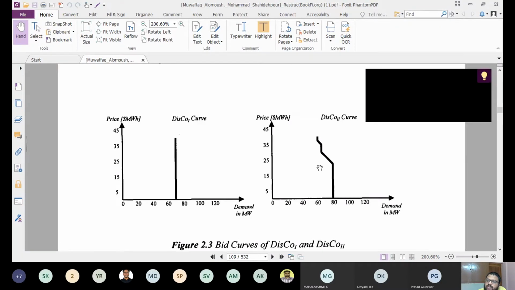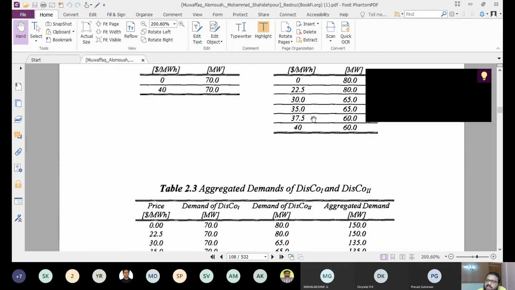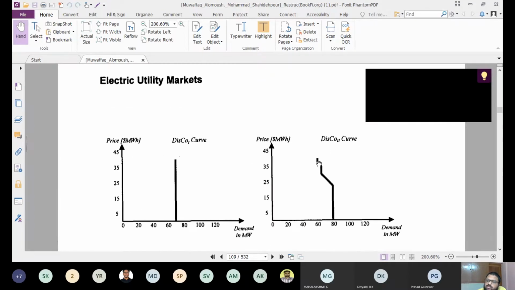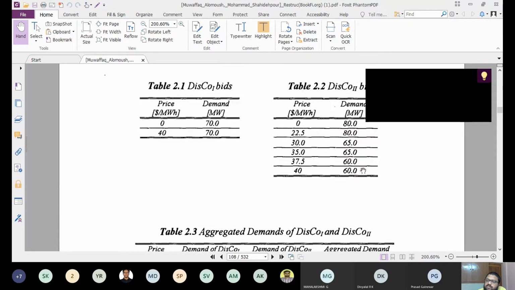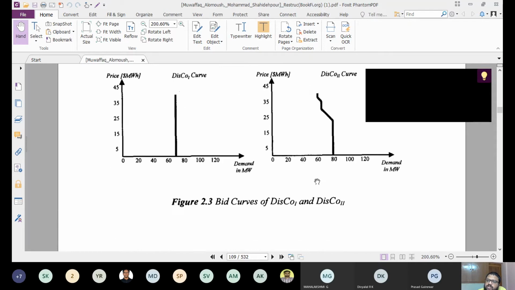When it goes to 37.5, again the load is decreased to 60. Then it remains at 60. That is why the last part is parallel to the vertical axis. So it remains at 60 itself when it reaches 40. So that is how we draw the individual demand curves for DISCOs 1 and 2.